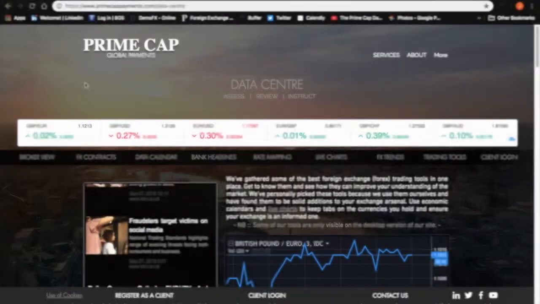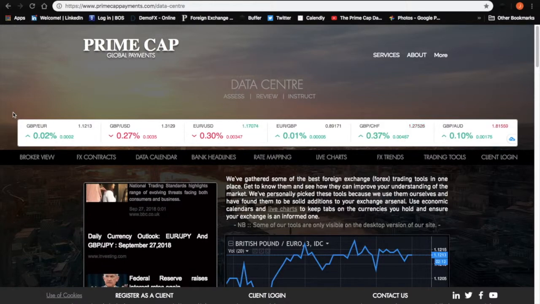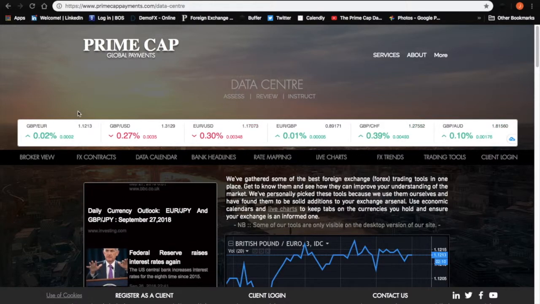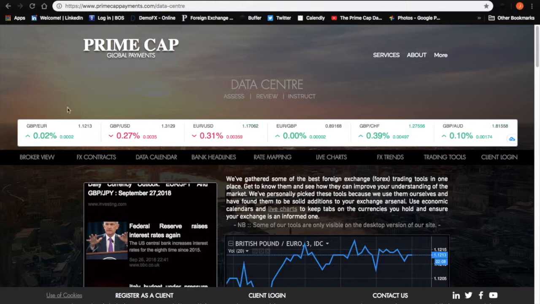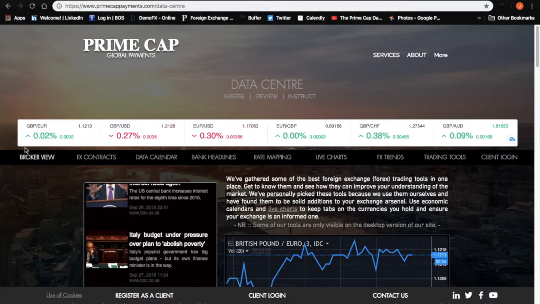So, the mobile version of our site, primecappayments.com, if you have the data center saved in a favorite, the home page for the data center will show you immediately the sterling euro rate of exchange.